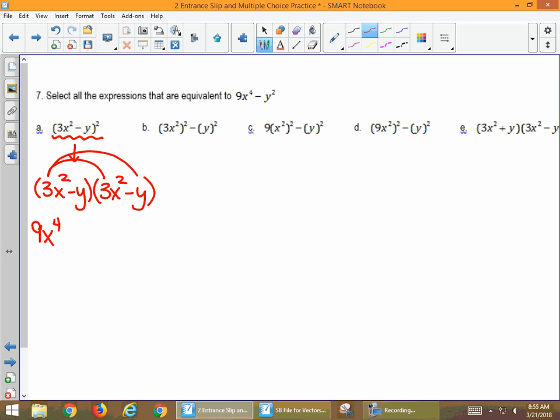3x squared times y is just 3x squared y. Here, negative y times 3x squared, minus 3x squared times y. Minus times minus is plus. Y times y is y squared. Does that match our original problem? I see two issues with it. One, this plus. Up there, our y squared is negative. The other thing is these are not going to be 0. Those are going to be negative 6x squared y. So A is not equivalent.